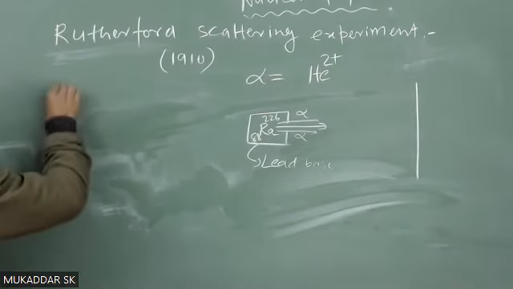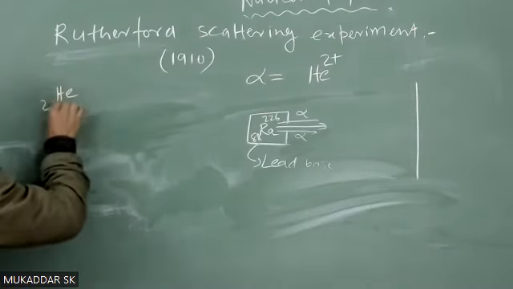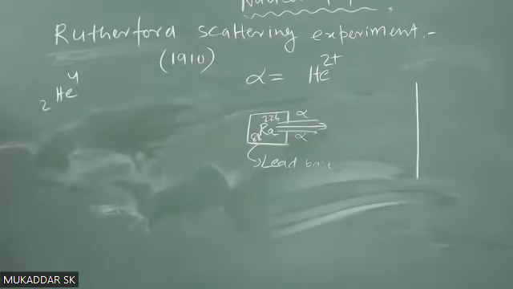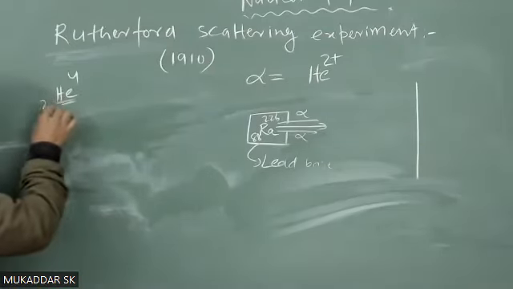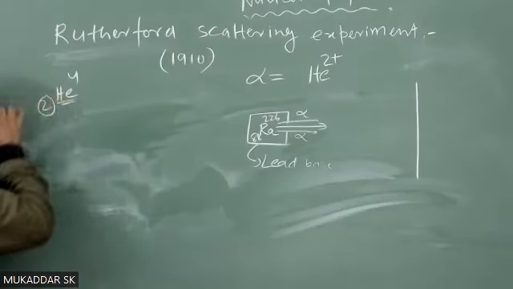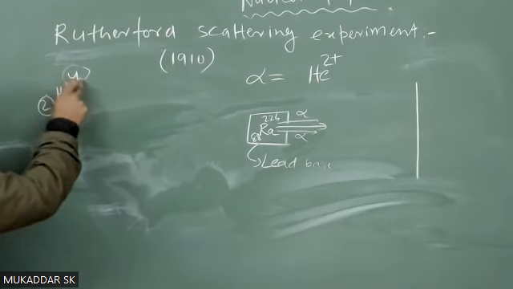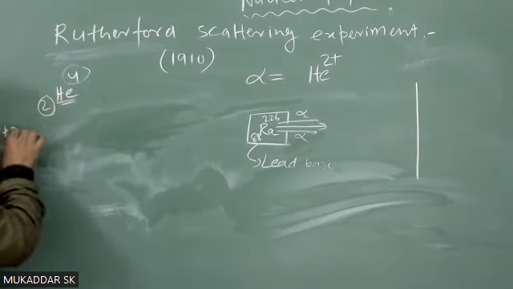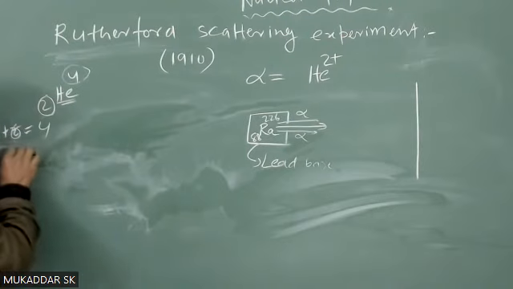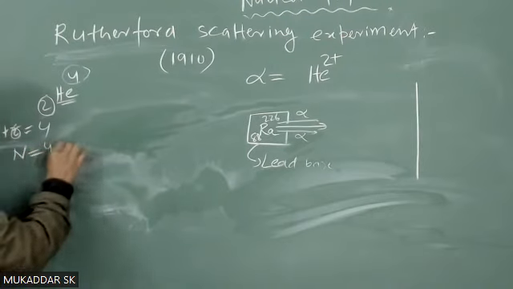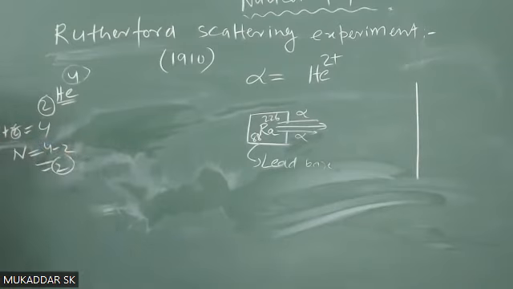You know what is helium, right? Helium means He, mass number 4, atomic number 2. What does it mean? It means helium atom has 2 protons, 2 neutrons. This is your mass number, right? What is in the mass number? Neutron plus proton, right? So neutron plus Z is your 4, and Z is 2. So obviously the number of neutrons will be 4 minus 2, that is 2. So 2 neutrons are there, 2 protons are there.